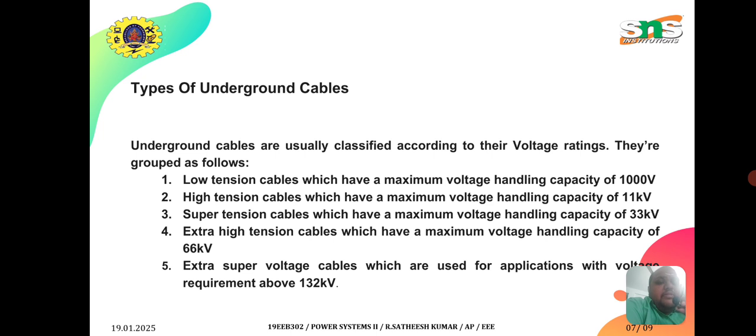Then the types of cables. Underground cables are usually classified according to their voltages. They are grouped as follows: low tension cables, which have a maximum voltage handling capacity of 1000 volts; high tension cables, which have a maximum voltage handling capacity of 11 kV; super tension cables, which have a maximum voltage capacity of 33 kV; extra high tension cables, which have a maximum voltage capacity of 66 kV; and extra super voltage cables, which are used for applications with voltage requirement of 132 kV.